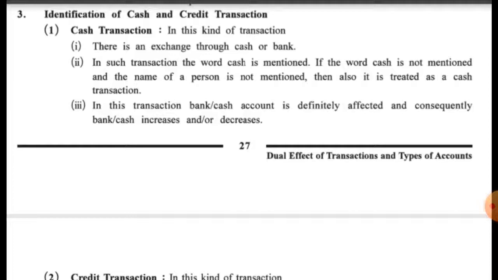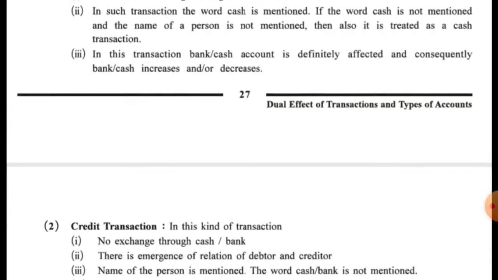Naturally, if we have purchased goods worth rupees 5000 and made payment through check, our bank balance will be reduced by rupees 5000. In the same way, if we have purchased goods worth rupees 5000 on cash, then we will make the payment by cash, so our cash balance will decrease by rupees 5000. So these are the three conditions through which we can identify whether a particular transaction is a cash transaction.